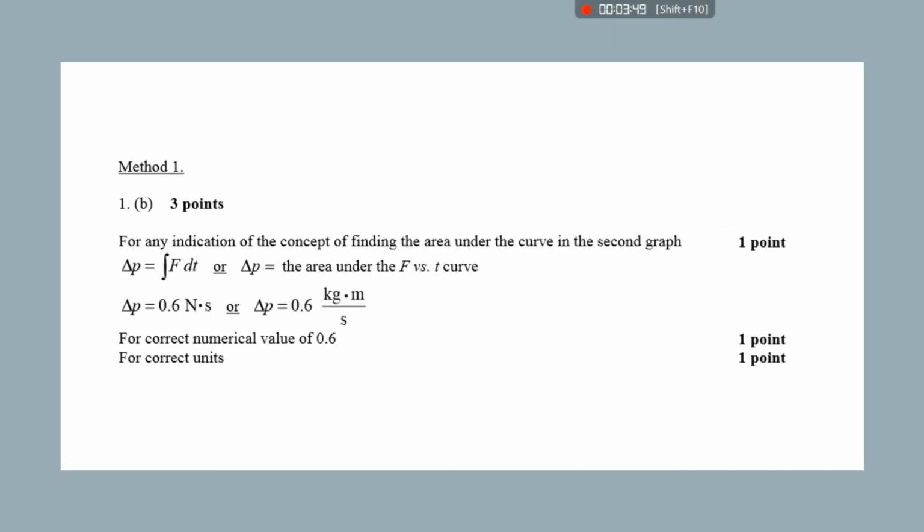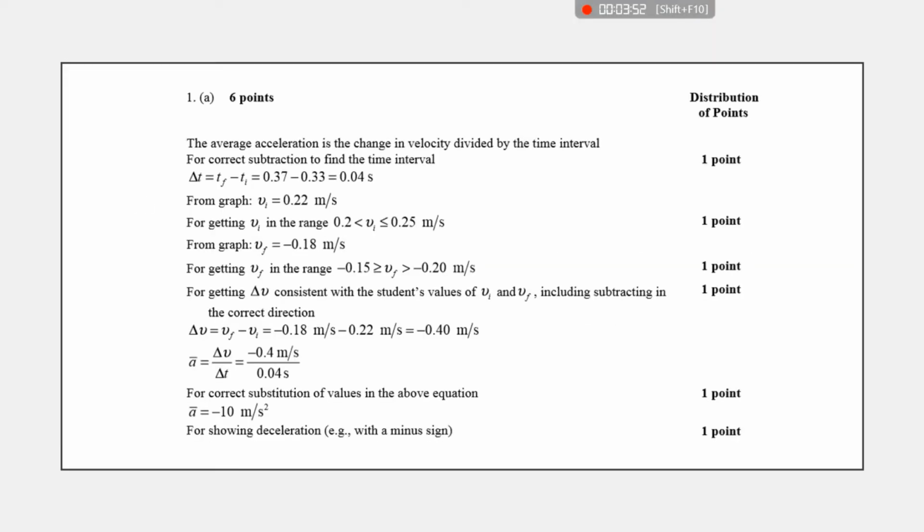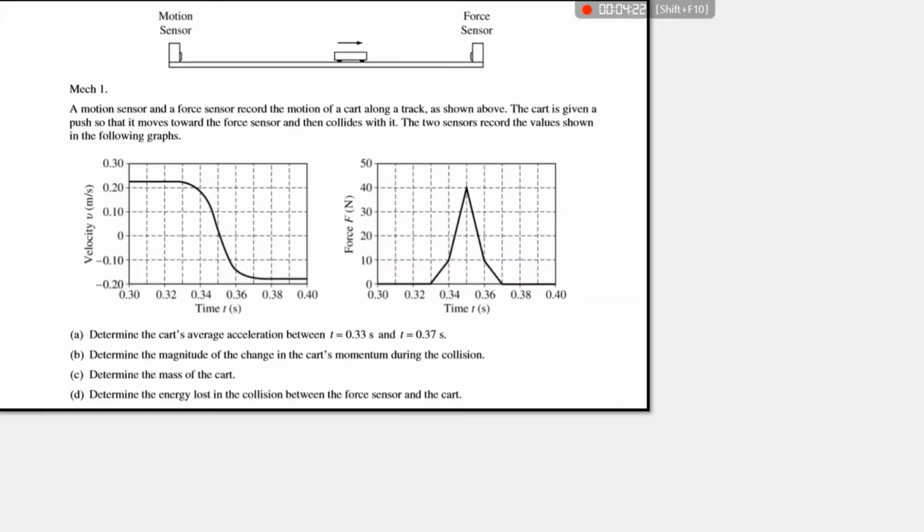Okay, let's check. Use dt to get negative 0.4. From our graph, we got 0.22 and negative 0.18, same thing we got. Okay, range of correct values. We actually got exactly what they listed, with the minus sign. Okay, cool. So that was 6 points. Yay. Cool.